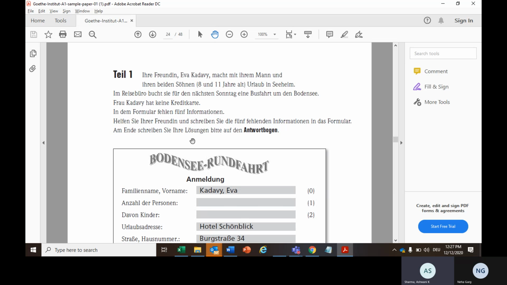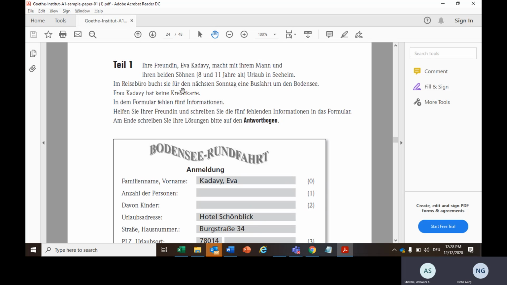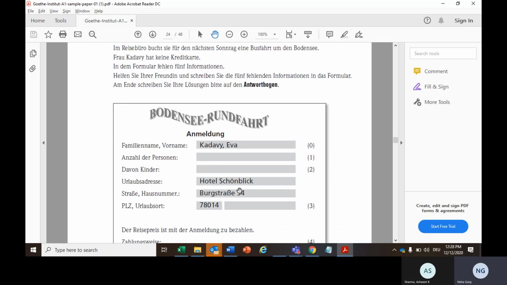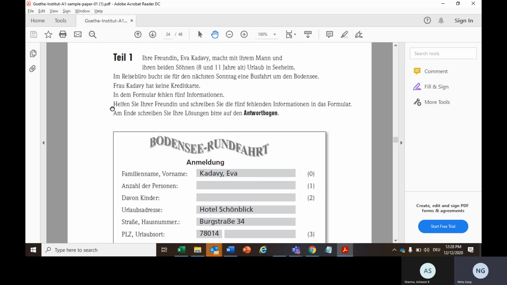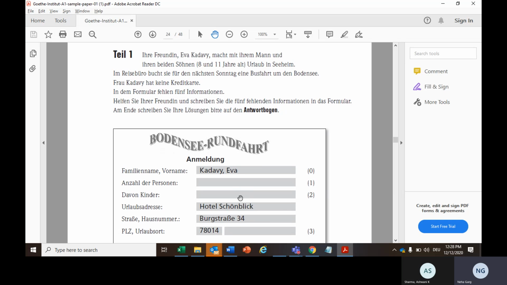It means help your friend. Helfen Sie Ihre Freundin. Okay, helping your friend, and schreiben means write the five missing information in the form. And schreiben Sie Ihre Lösungen. Am Ende schreiben Sie Ihre Lösungen bitte auf dem Antwortbogen. So at the end, write the answers in the answer sheet. Antwortbogen is basically the answer sheet. So these last three statements are for you, what exactly you have to do in this particular exercise.